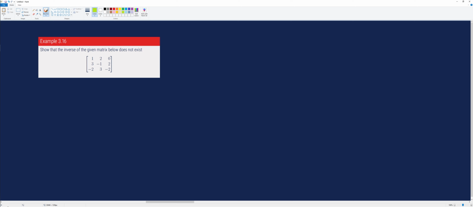Take note that not all square matrices possess inverses. Consider the given matrix in example 3.16. Show that the inverse of the given matrix below does not exist.